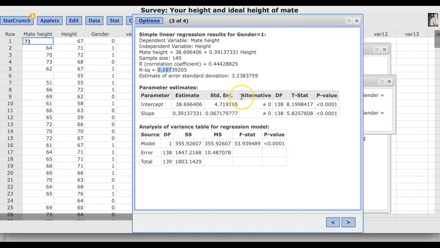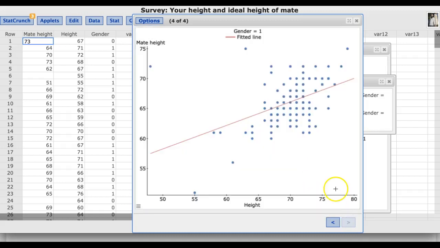Okay, but we get a much smaller correlation here, right? And this value here is saying, for every 1 inch increase in the height of the respondent, the expected height of the mate will increase by 0.39 inches, for interpreting the slope there. Okay, so if I look here, we have this line here.